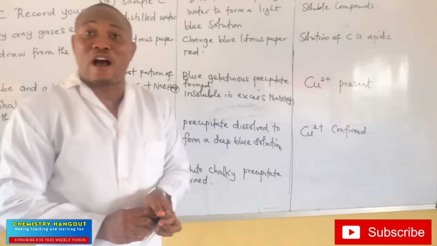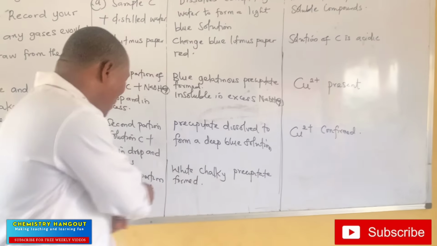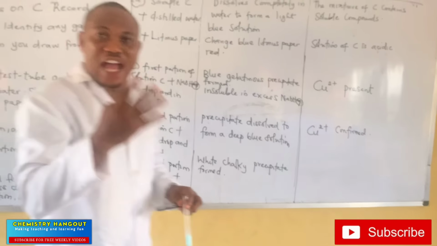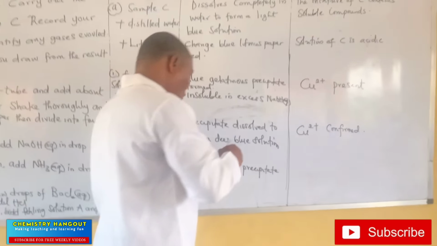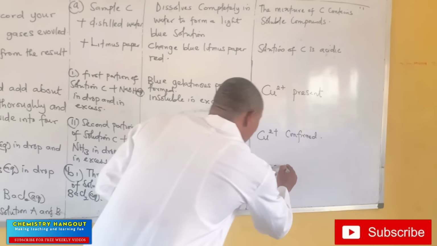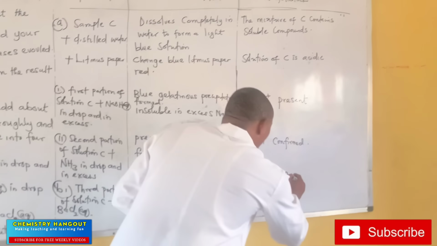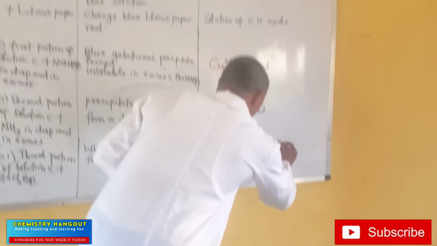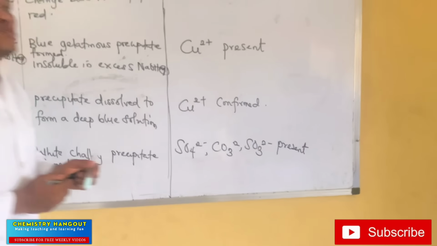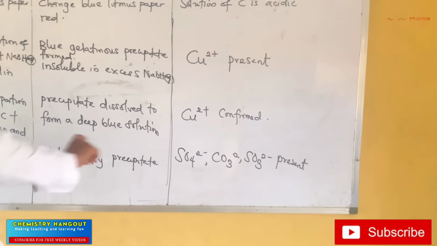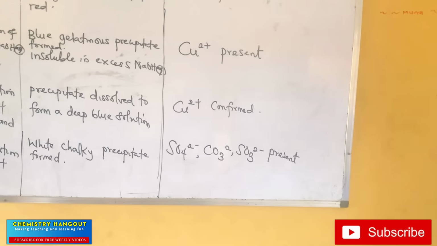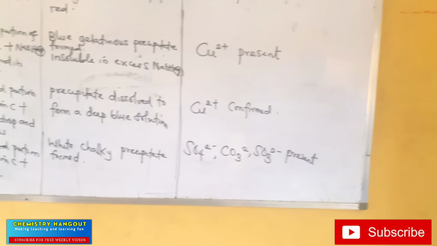We have said that before. If you have been following this channel, we have always done this barium chloride test. If you see that, three ions are likely to be present: SO4 2-, CO3 2-, or SO3 2-. Some people will also add S2-, the sulfide ion. But I just like to record these three because they are radicals. Anytime I work with barium chloride and I get a white chalky precipitate, I pick these three.